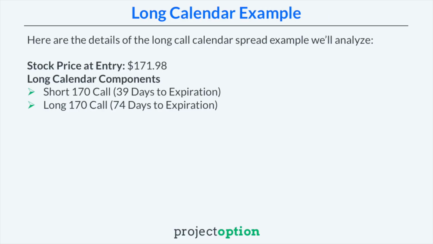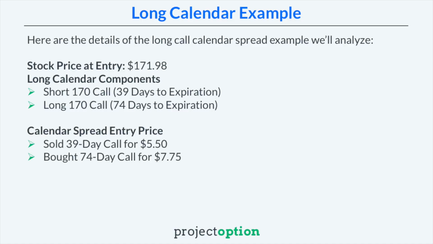So in this example, the stock price at entry is $171.98, and to complete our long calendar spread, we're going to go ahead and sell the 170 call with 39 days to expiration and then buy the 170 call with 74 days to expiration. So as you can see there, everything is the same except the expiration cycle of the two options.